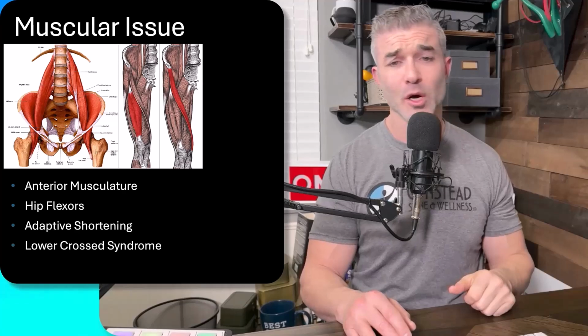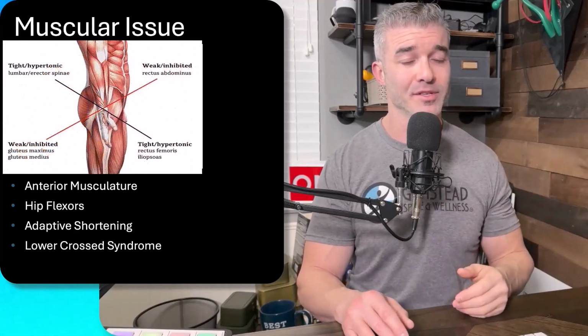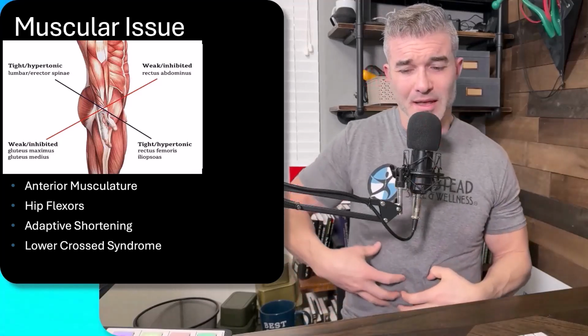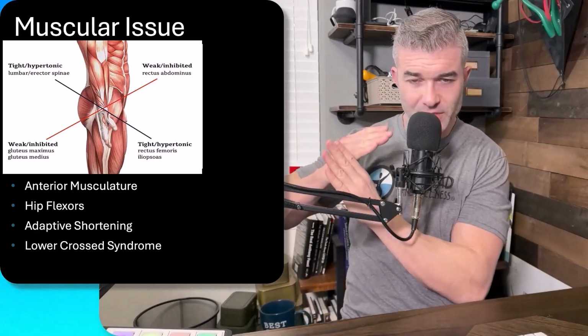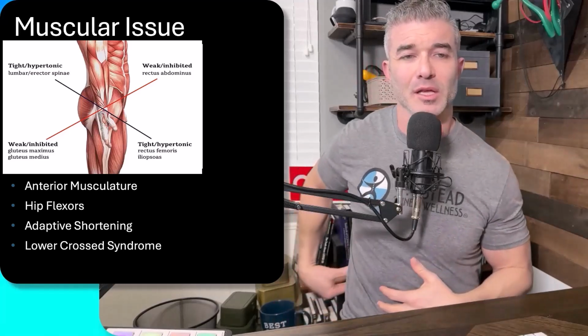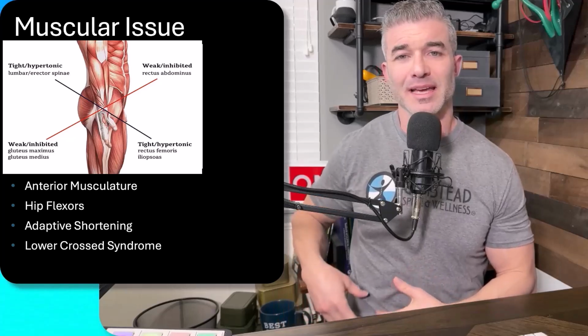And then there's something called lower crossed syndrome. This ties into what I'm talking about with tight hip flexors. This is this crisscross pattern of having weak abdominals and weak glutes. And then if you flip that crisscross, almost like it's an X, then you have tight hypertonic lower back musculature, and then you have tight hypertonic hip flexors.